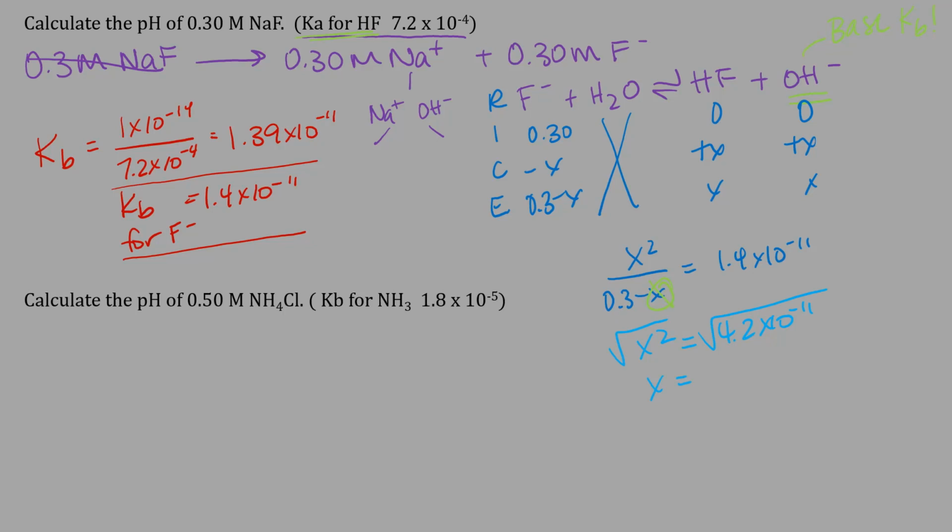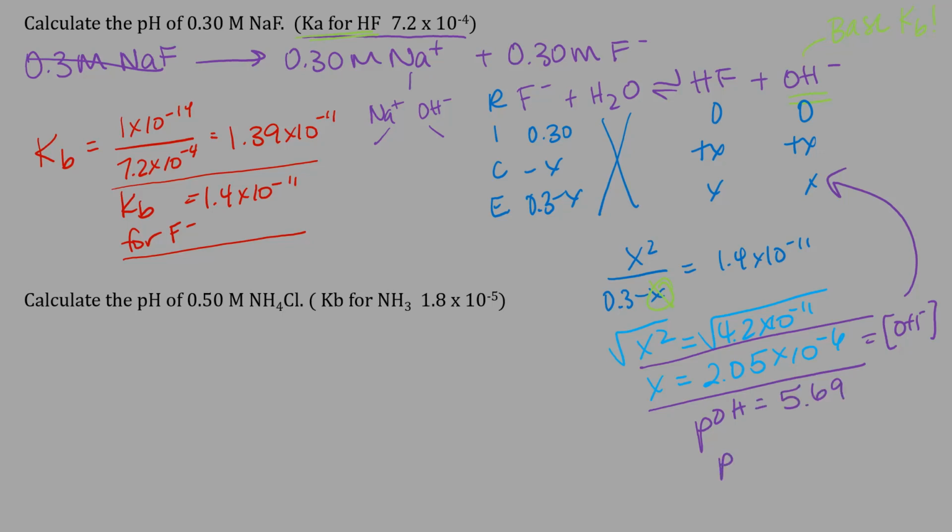And x is 2.05 times 10 to the negative 6. That is the hydroxide concentration. So then if I take the negative log of that, that'll give me the pOH. And then subtract from 14, I get 8.31. So it's not very basic, but it's a salt that makes a basic solution in water. It's slightly above 7. Okay, so my next one, this is a salt, right?